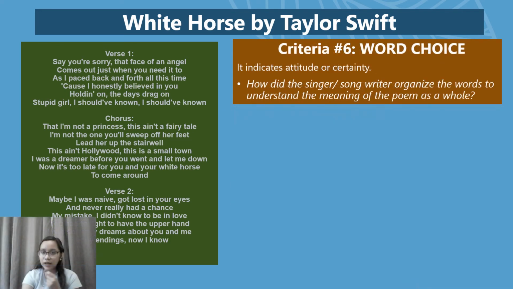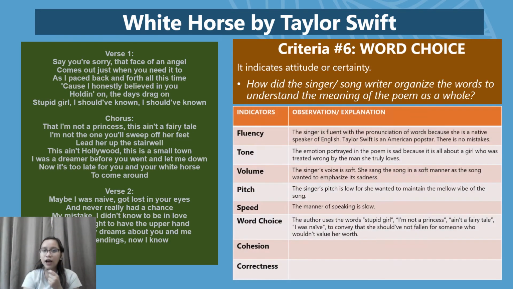So what is the word choice? How did the singer or songwriter organize the words to understand the meaning of the poem as a whole? So it says here that for the word choice, the songwriter uses the words "stupid girl," "I'm not a princess in a fairy tale," "you let me down," "I was naive," to convey that she should not have fallen for someone who wouldn't value her worth.